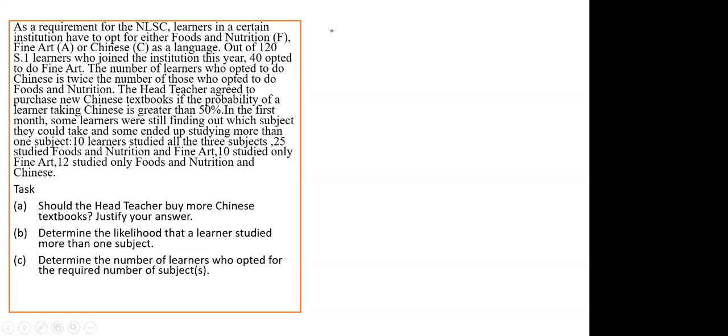Okay, so here we have three things. When you look, we have three subjects. We are going to say let... We have three things. We have foods and nutrition. So we shall say that let F represent learners who take food and nutrition.